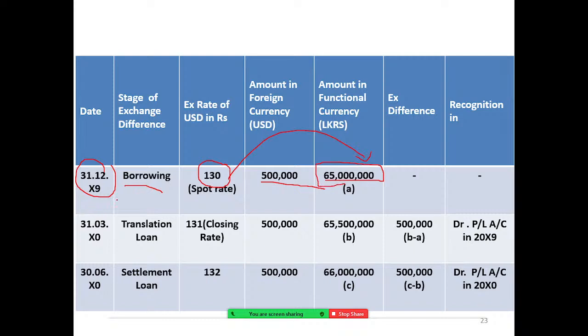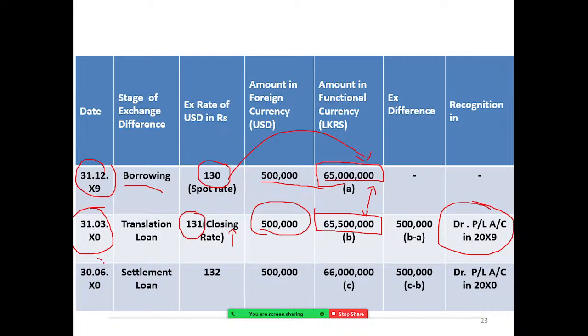Next, we translate the transaction at the year end. So, translation of the loan balance, which is 500,000. It is a monetary item, therefore we have to take the closing rate. So that time it is 65.5 million. So the exchange rate difference is 500,000, and that will be debited in the profit or loss account as a loss.